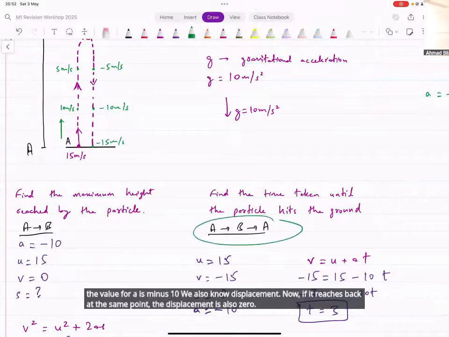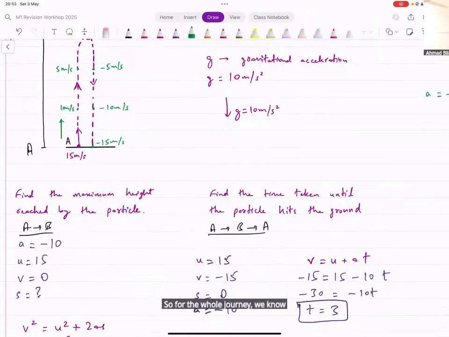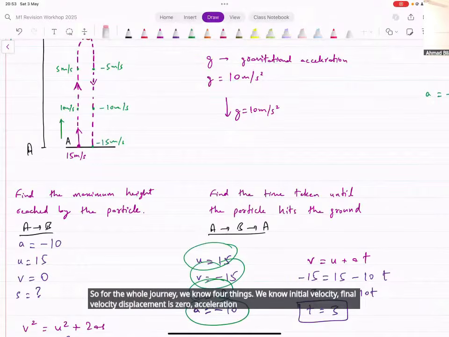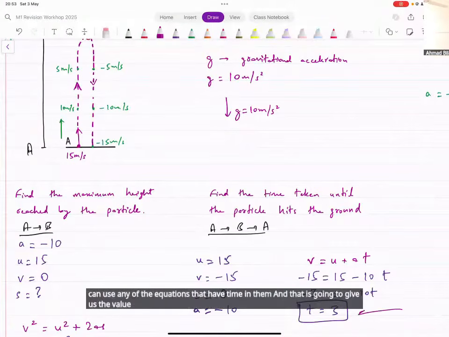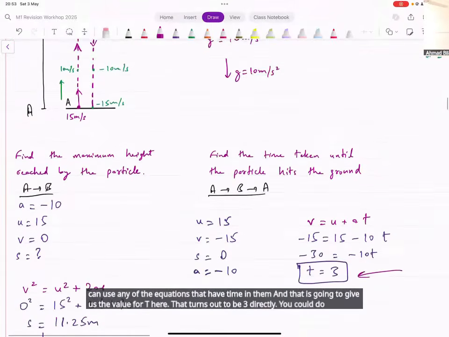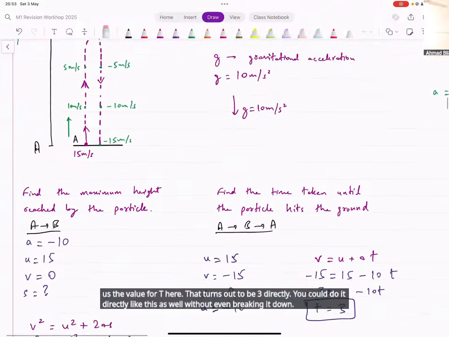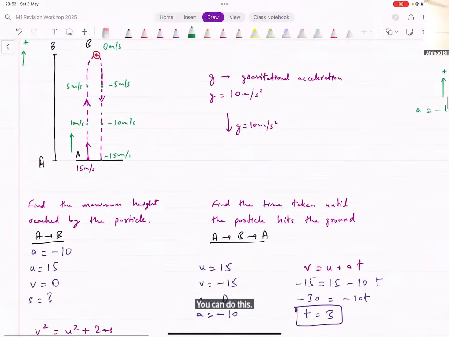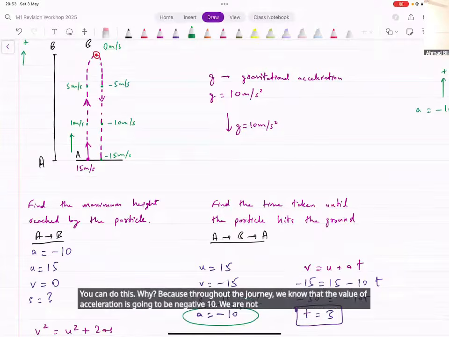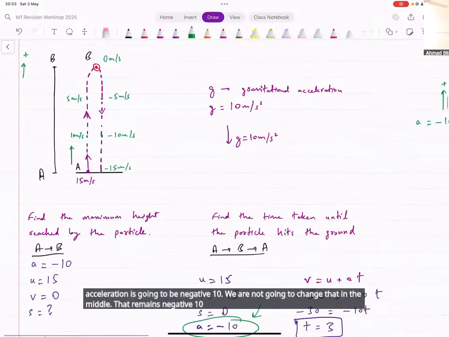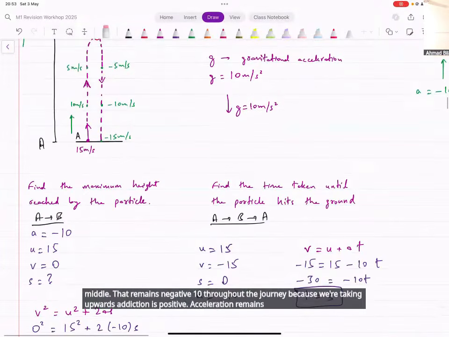So for the whole journey, we know four things. We know initial velocity, final velocity, displacement is 0, acceleration is -10. What we can do is use any of the equations that have time in them, and that is going to give us the value for t here. That turns out to be 3 directly. You could do it directly like this without even breaking it down. Why? Because throughout the journey, the value of acceleration is -10. We're not going to change that in the middle. It remains -10 throughout the journey because we're taking upwards direction as positive.